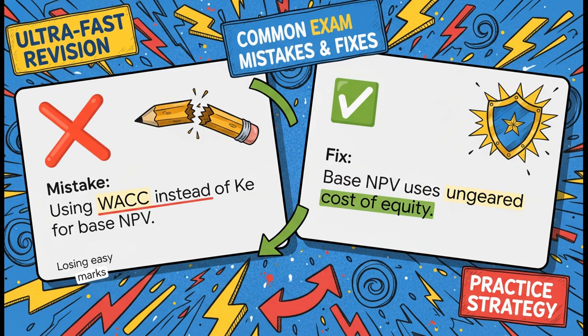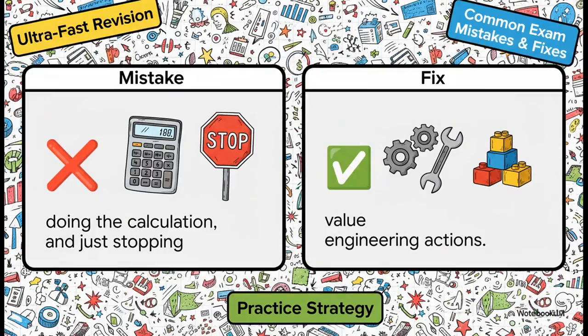A classic, heartbreaking rookie error in APV calculations is using the WACC to discount the base case NPV. Doing that drops easy marks instantly. The brilliant fix? Base NPV must always be discounted using the ungeared cost of equity, or KE. Do not let financial leverage contaminate your base case. Separate it out.